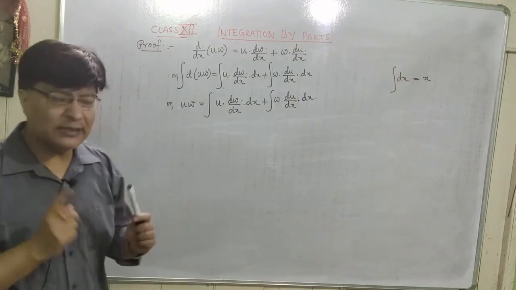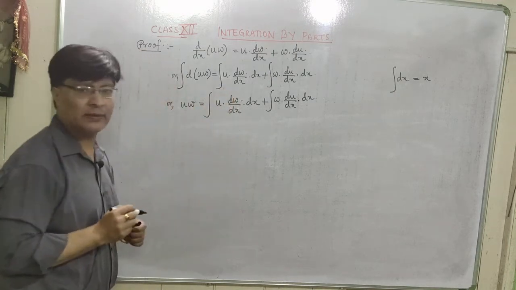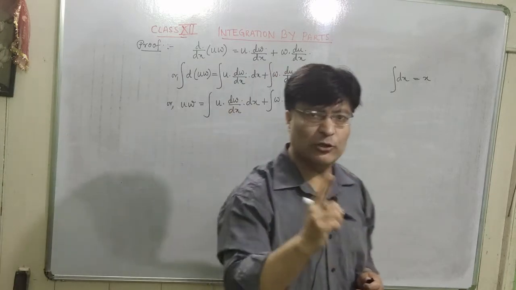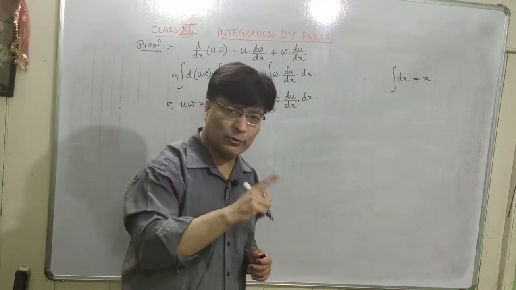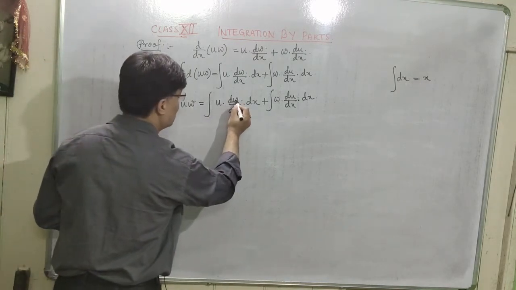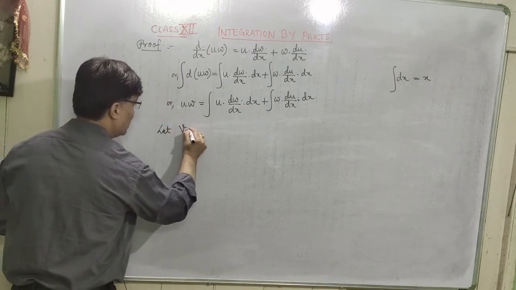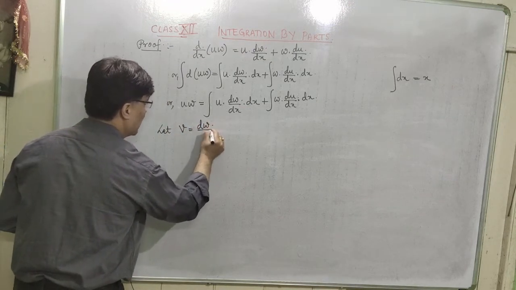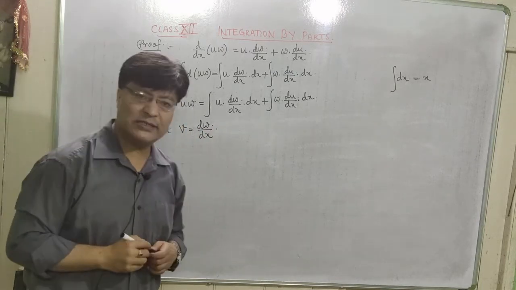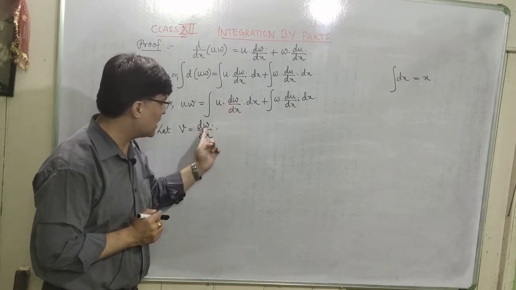Okay, now in this case let us assume this dw by dx as v. Actually we had written integral uv dx, isn't it, where u is the first function and v is the second function. So let us assume this dw by dx as v. Let v is equal to dw by dx.